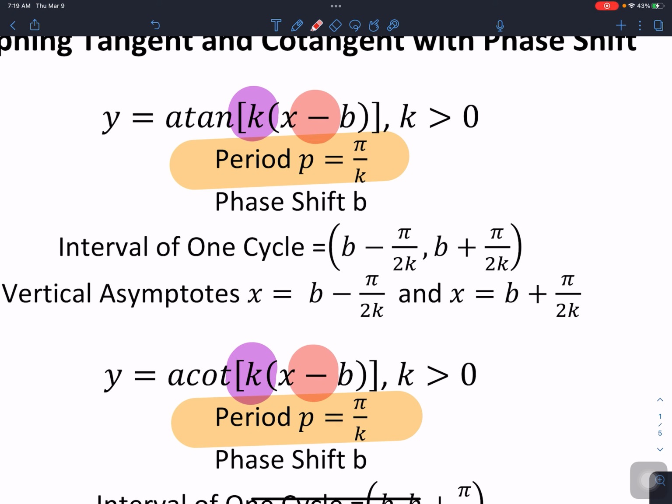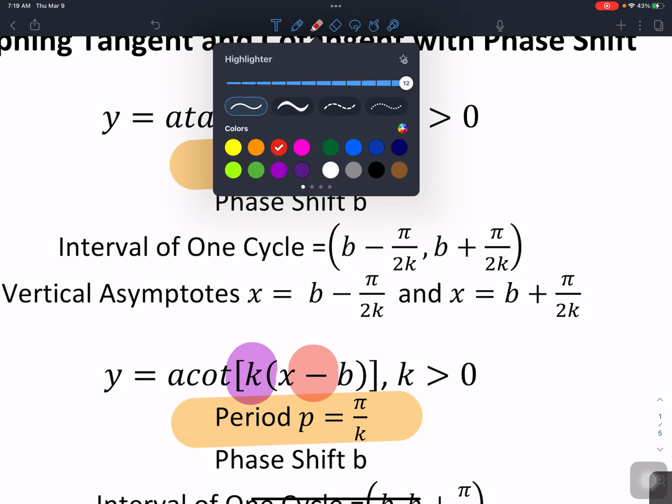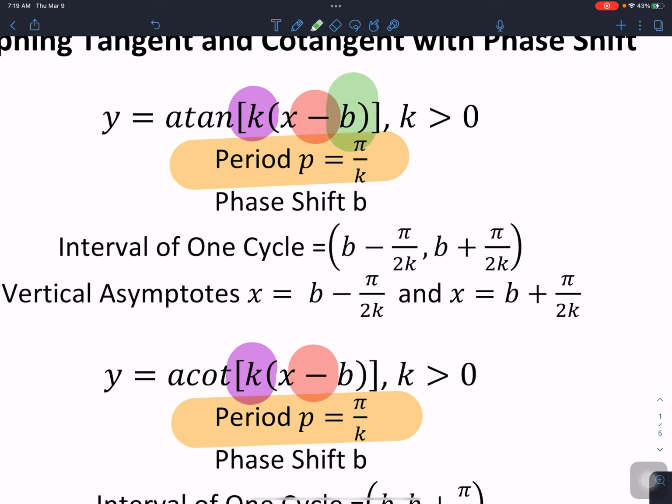It's x minus b, and this b is the phase shift value, okay? So that's important. When b is positive, you're going to shift the curve to the right. When b is negative, it's shifting to the left. But be careful here. It has to be a b value after that minus sign. So we're going to look at that detail.